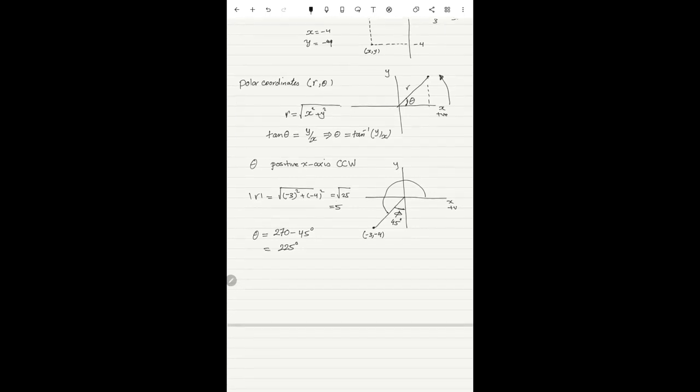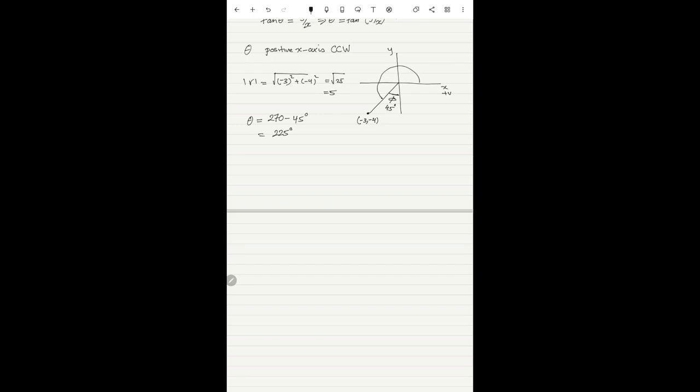Now we need to learn how to switch between Cartesian and polar, or from polar to Cartesian. Let's do this. If we have a right angle triangle like this one, with r, and this is theta, and this is x and this is y, then r equals the square root of x squared plus y squared, and tan theta equals y over x. As we can see here, we switch from Cartesian coordinates into polar coordinates. But if we need to switch from polar to Cartesian coordinates, let's do this.